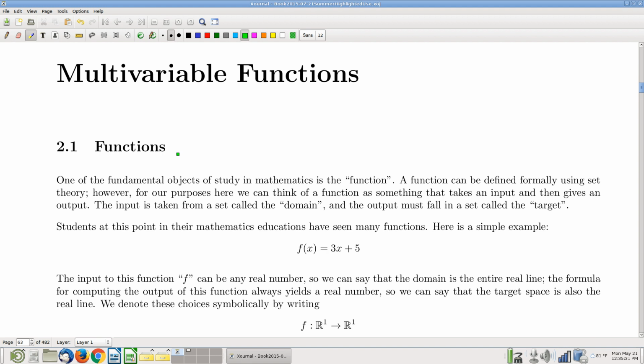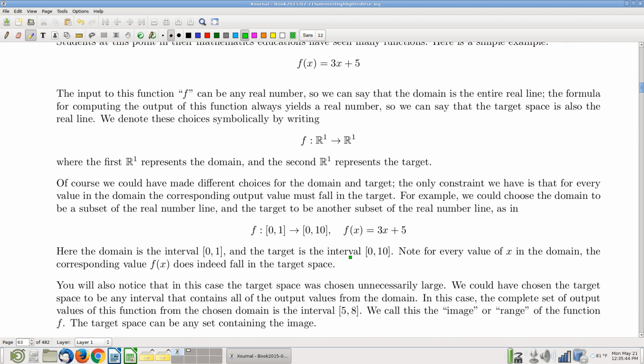Talking about multivariable functions. Y'all have seen functions before. There's a function, right? You definitely know what a function is. Now, there's some discussion here. I want you all to read through this on your own about, what is the domain of a function? What is the target of a function? We distinguish between the target and the image of a function. That ends up being important in some cases.